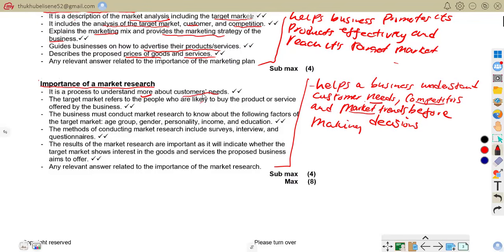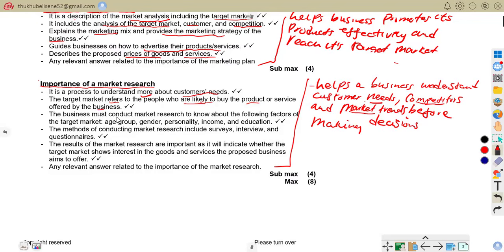Like we have said, it's a process to understand more about their customers' needs. The target market refers to the people who are likely to buy the product or service offered by the business. So you're going to look for a target market, those people who are likely to buy your product or services.